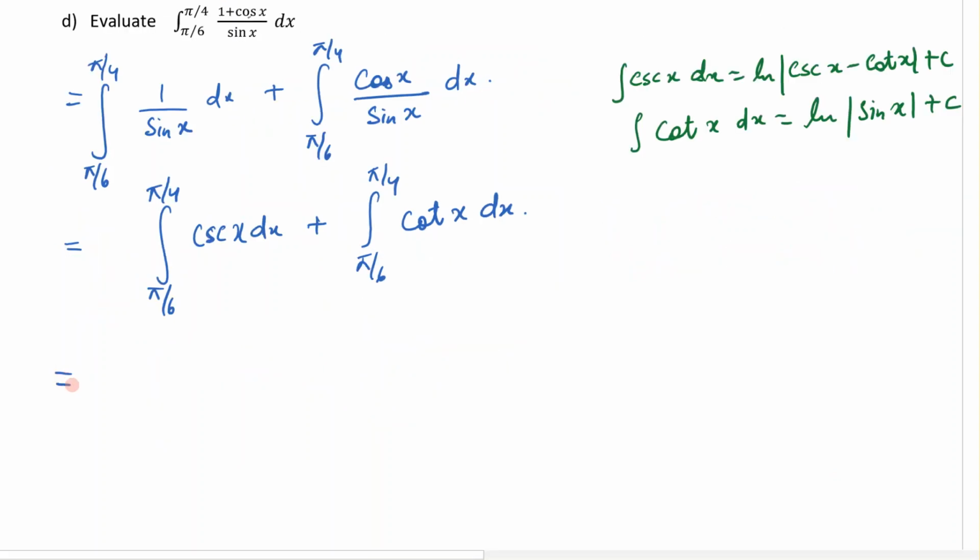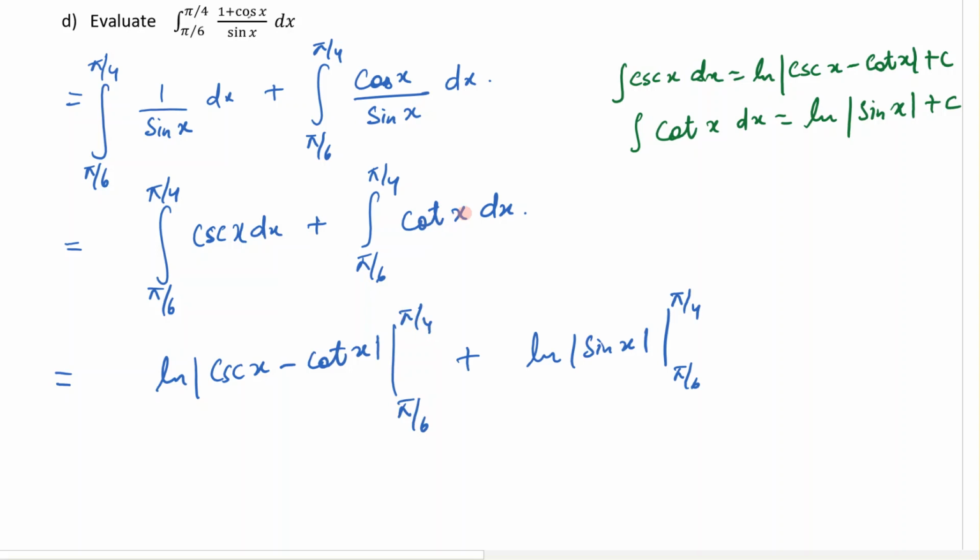So using this, we get ln of cosecant x minus cotangent x, and then we have to use the limits from pi over 6 to pi over 4. Similarly for cotangent x, we got ln of sine x with the limits from pi over 6 to pi over 4. So let's now plug in the limits. We will do upper limit minus lower limit, and upper limit minus lower limit.